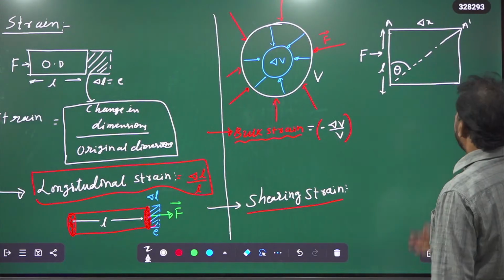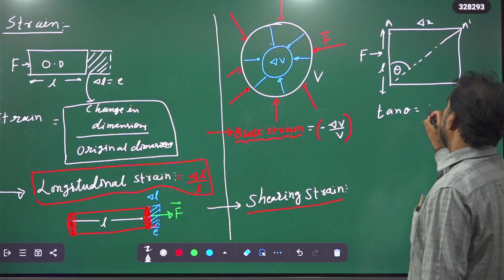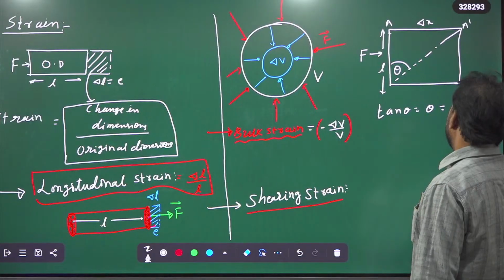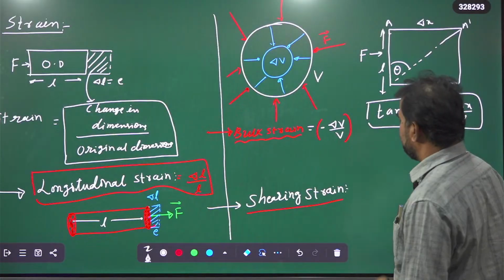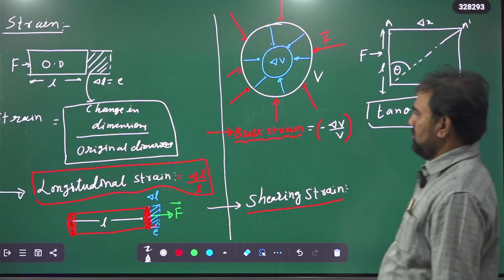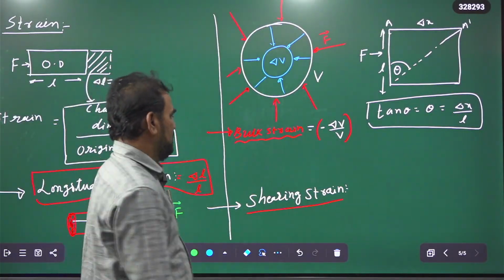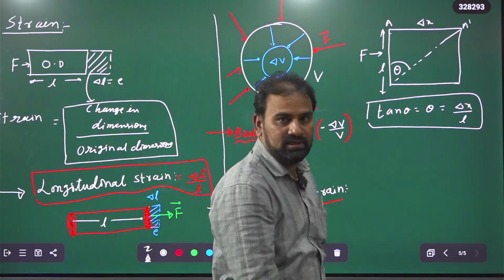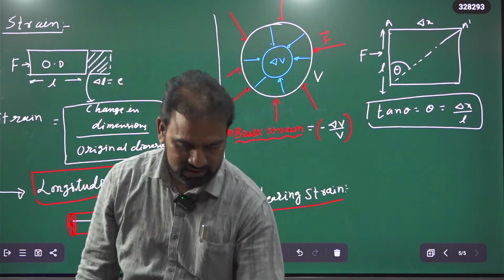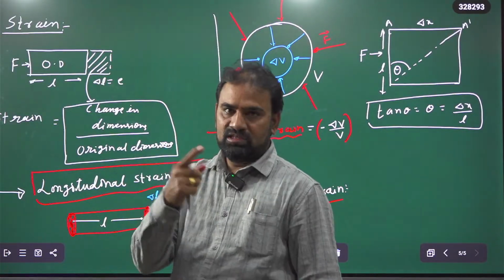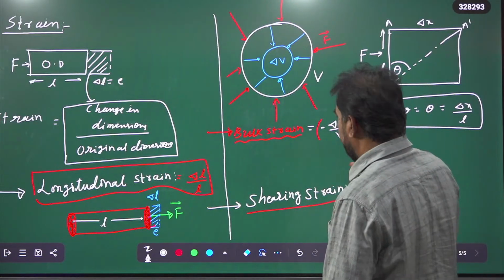Okay? Theta would be written as what? Tan theta. For small angles, tan theta is equal to theta, which is equal to delta x upon L. This is called shearing strain. This is a longitudinal strain. This is a bulk strain, and this is also called shearing strain. Is it clear? These are the types of strains: longitudinal strain, bulk strain, and shearing strain.